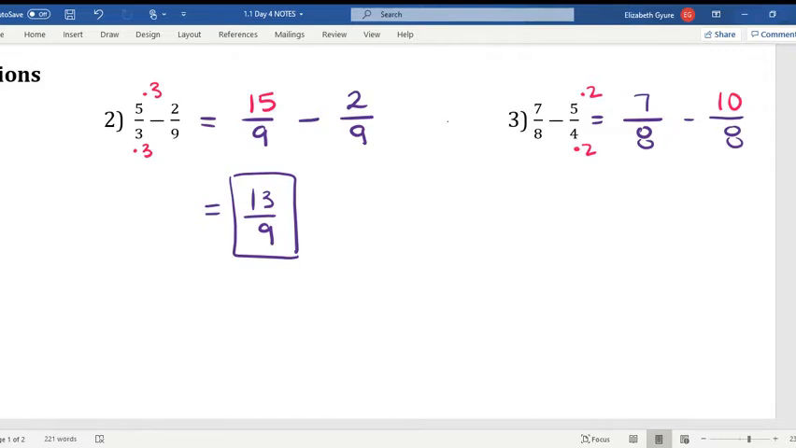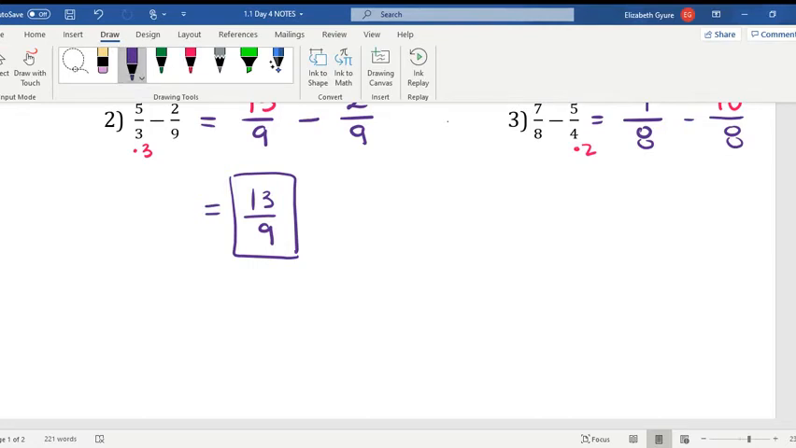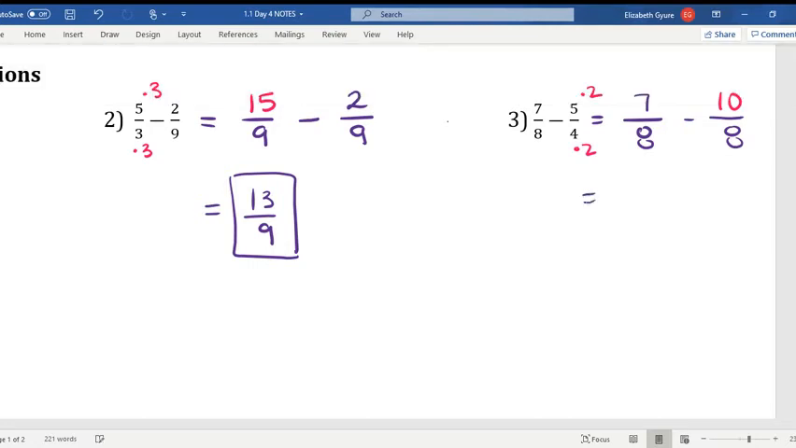Is this where you got confused, Asia? Okay, I see what you're thinking. You're getting thrown off because it's going to be a negative number. So with this one again, are you going to change the bottom at all? No, so just look at the top. What's 7 minus 10?